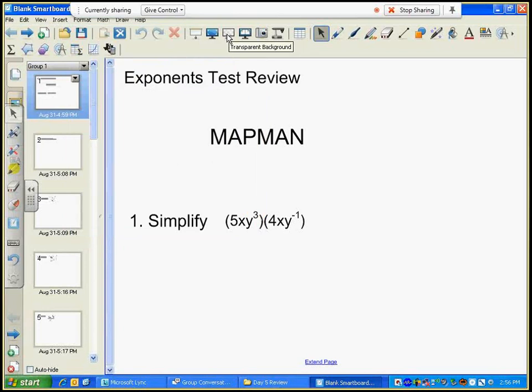Okay, welcome to our test review. I want you to remember MapMan. MapMan tells me that if I multiply same bases, I add the exponents. Here's an example of that.